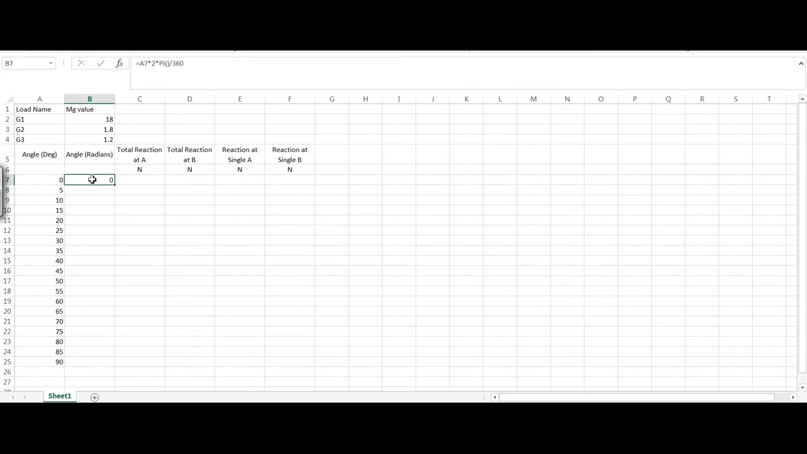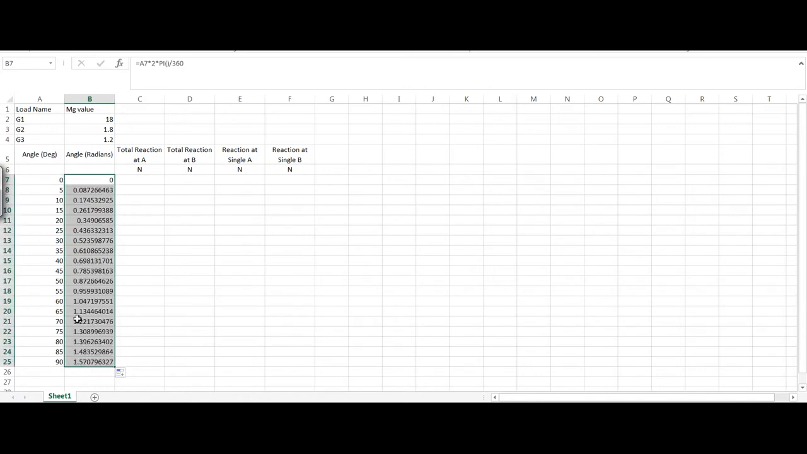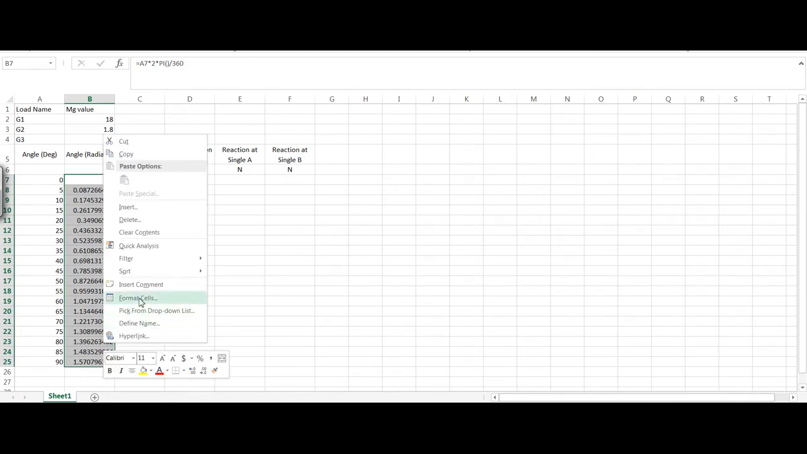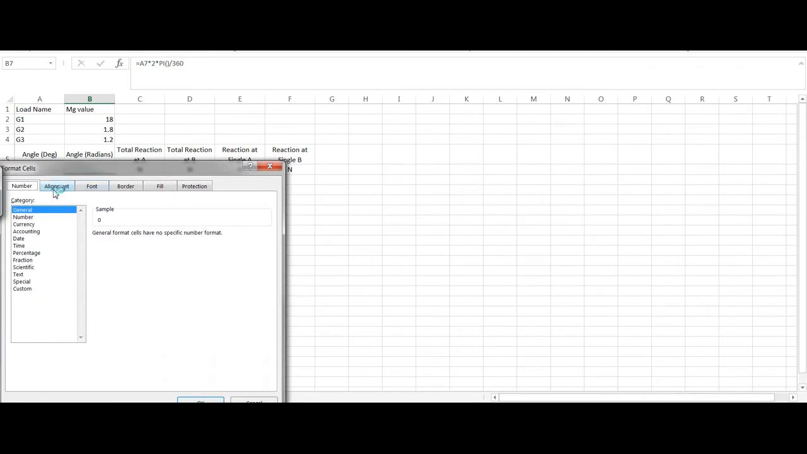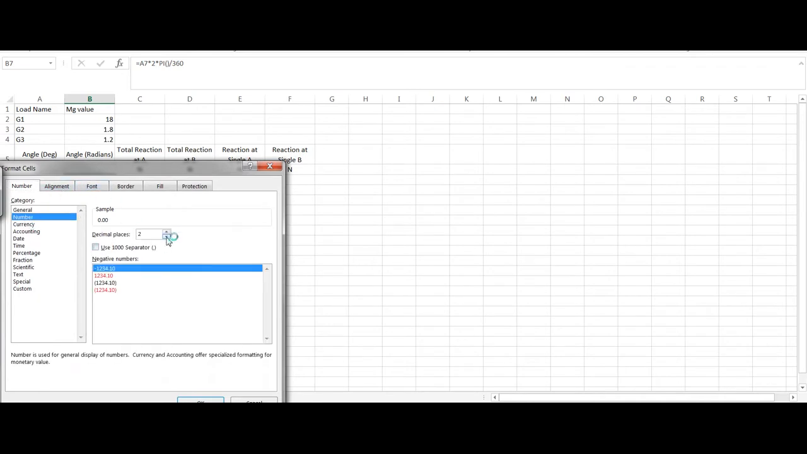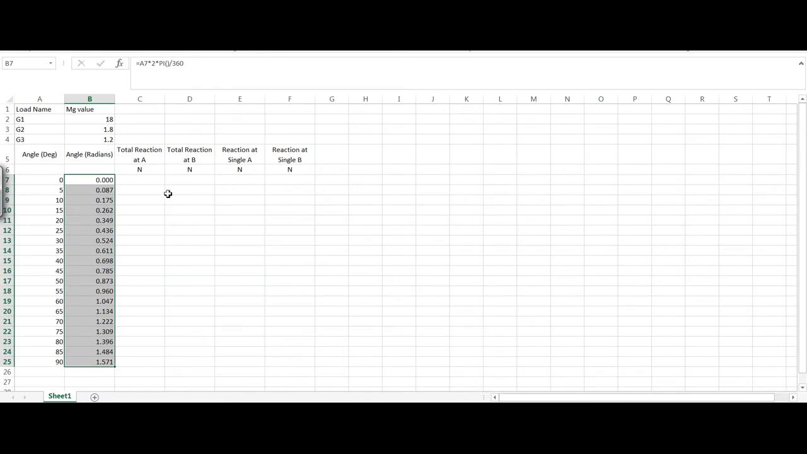So that's 0. That looks right. So when I get up to 90, I should see like 1.57. Perfect. And I could always change my formatting on these cells, right? So I could change it to be a number and say I want to report to 3 decimal places, so it's a little cleaner. And then here we'll start entering our formula.